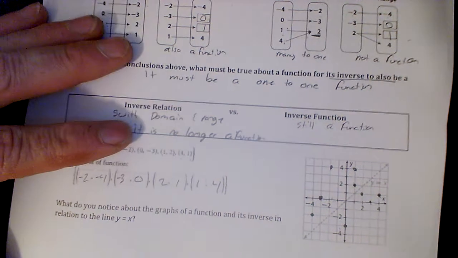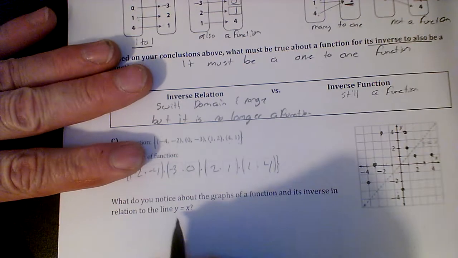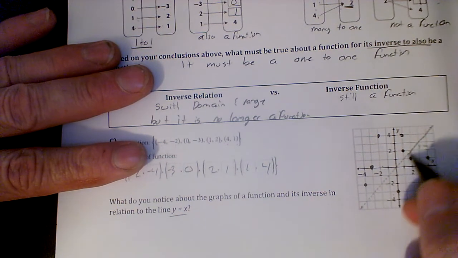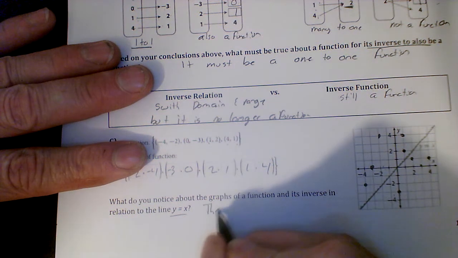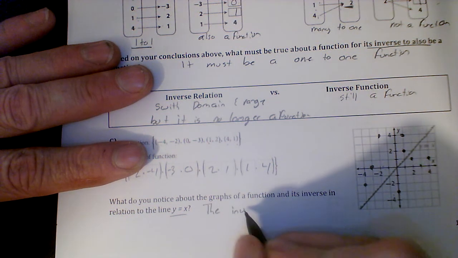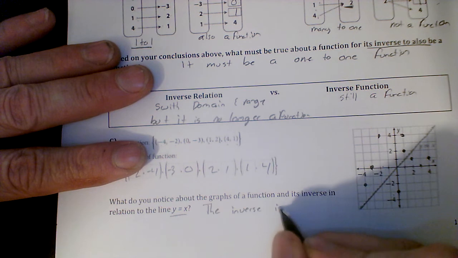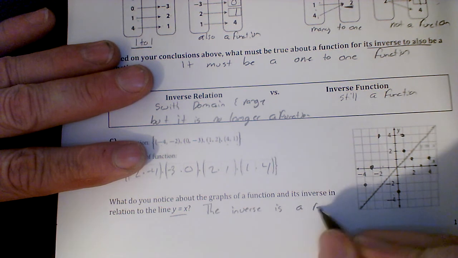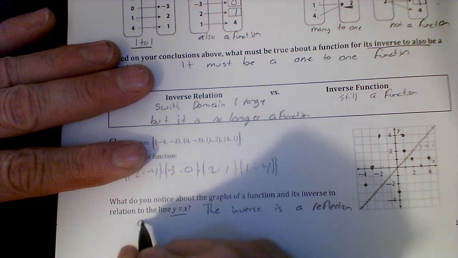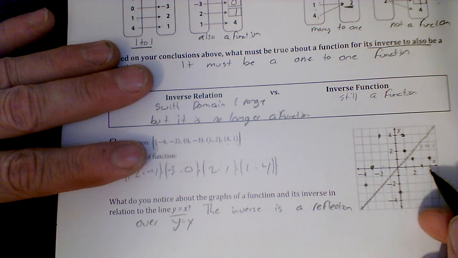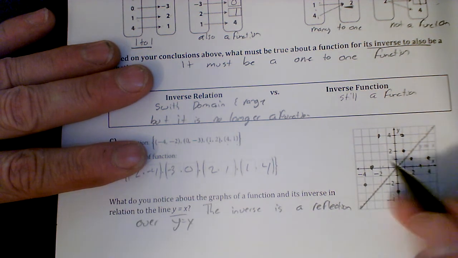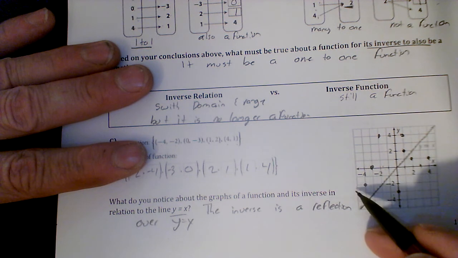What are we noticing about the graph and its inverse? All right, on the line y equals x. That's y equals x right here. The inverse is a reflection over y equals x. So if I folded this, all my points would match up if I folded along there.